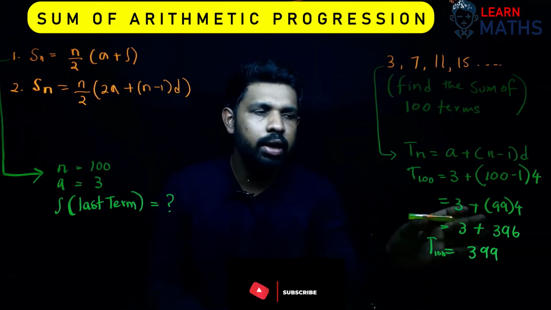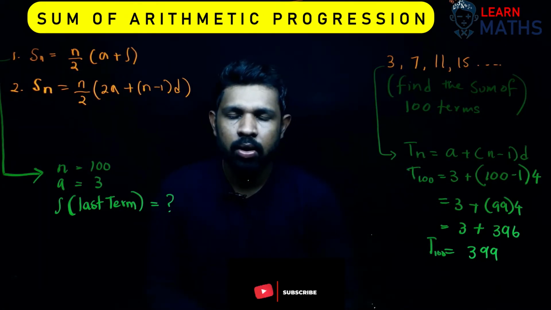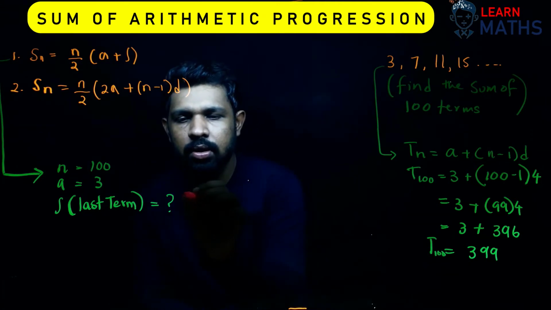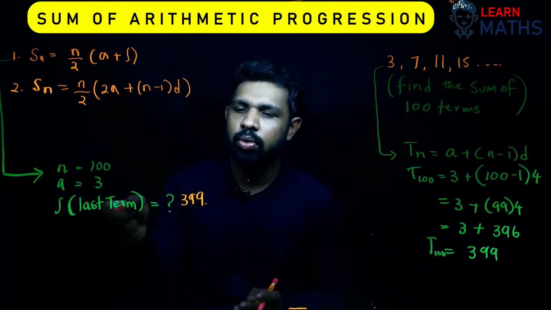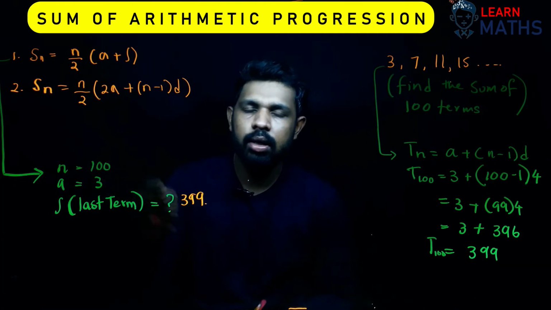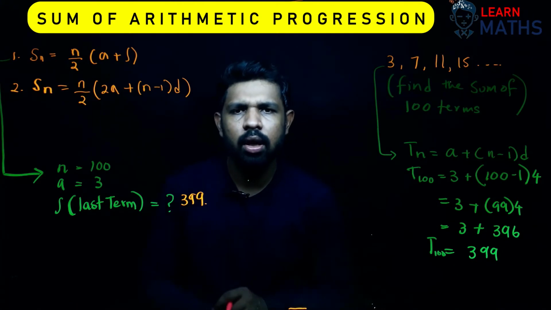If you want to have a clear idea about this, you can watch the previous video, in which it is explained in detail. So now we know the 100th term, that is 399. By substituting l equals 399, a equals 3 and n equals 100, we can find the sum using this formula. So let's see how to do that.